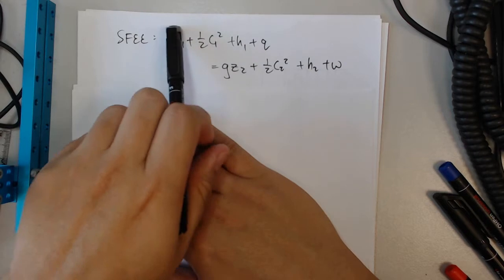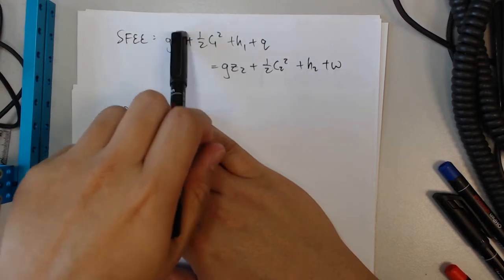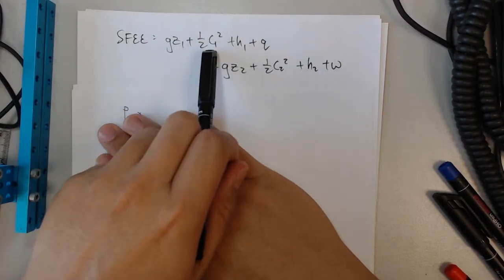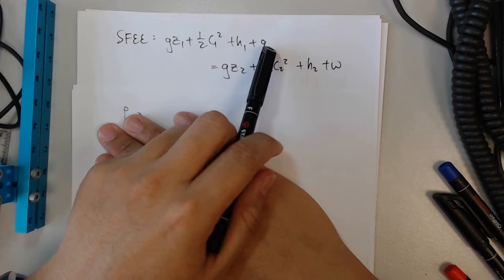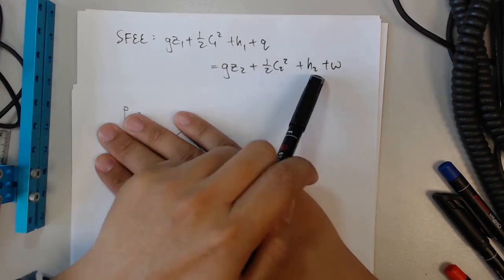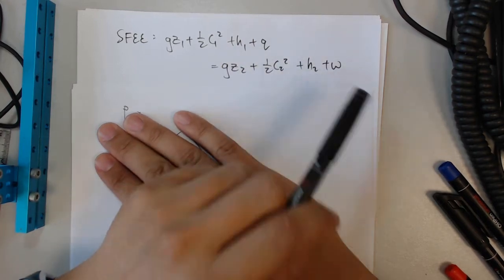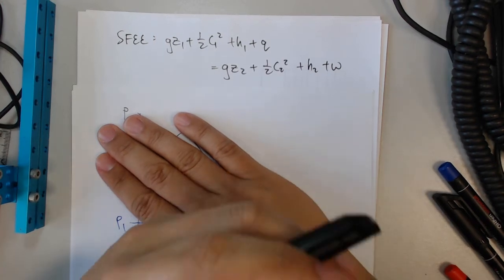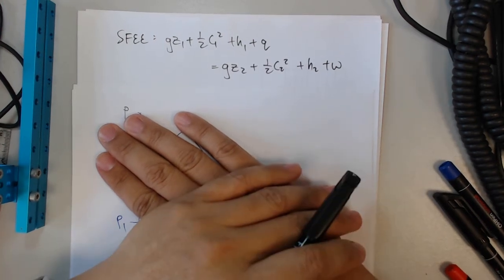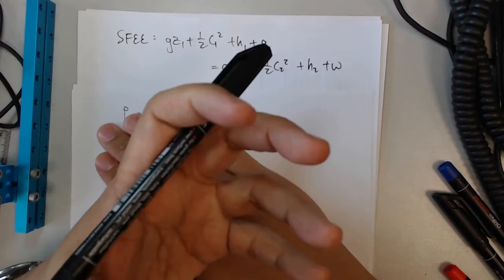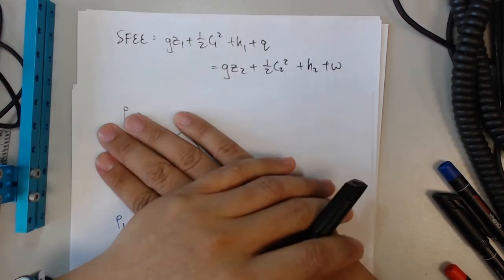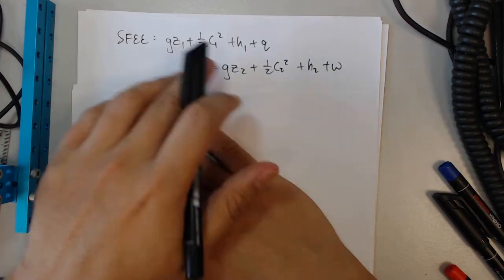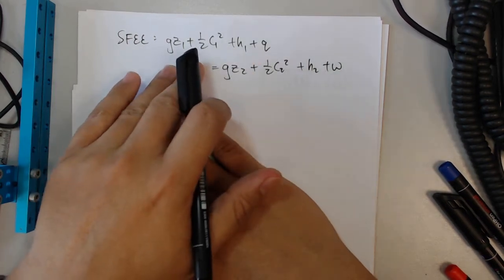Alright, whereby this is potential energy at inlet, kinetic at inlet, enthalpy and heat transfer is equal to the values at outlet plus your specific work over here. But there are some cases where you are looking at closed systems. So what happens if you just want to look at a closed vessel of steam? Then you won't be able to employ the SFEE.